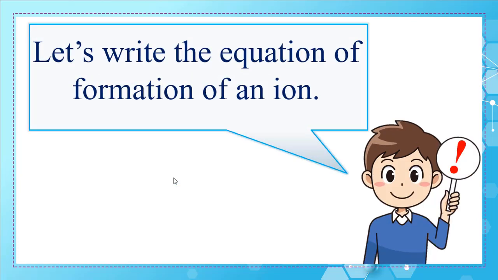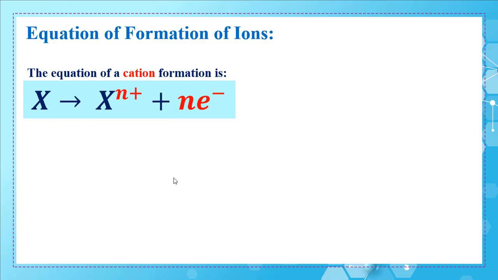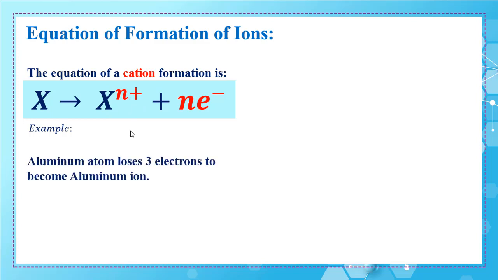Let's write the equation of formation of an ion. The equation of formation of a cation is in the general form X gives Xn+ plus n electrons, where n is the number of electrons that is lost by the atom to form the cation. For example, an aluminum atom loses 3 electrons to become an aluminum ion. Here, aluminum has the symbol Al and it loses 3 electrons, therefore n is equal to 3.